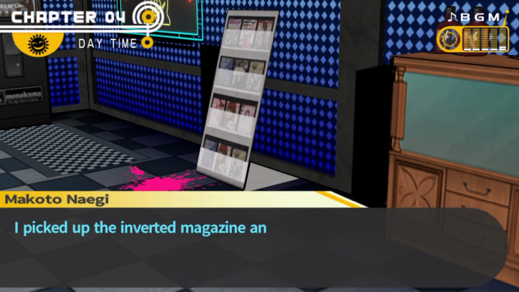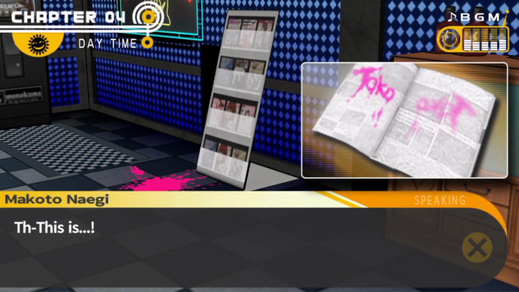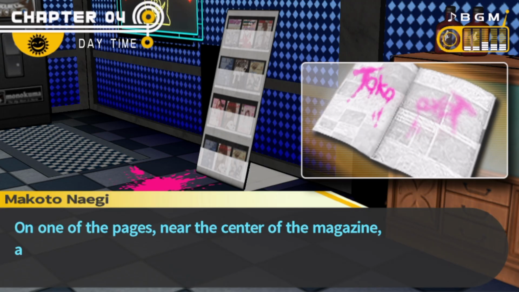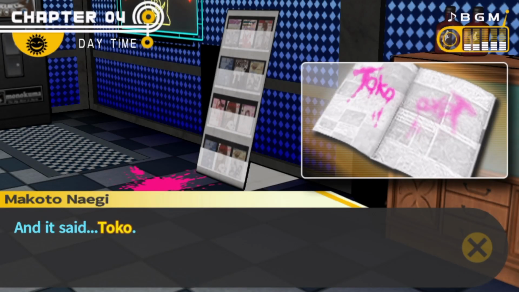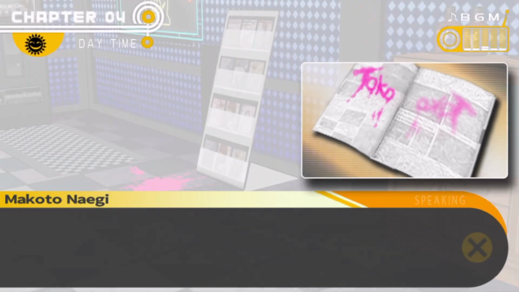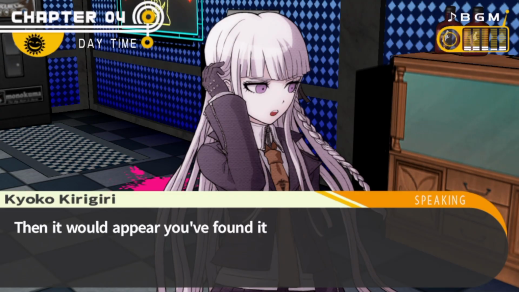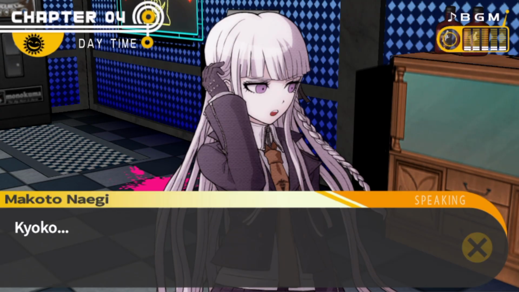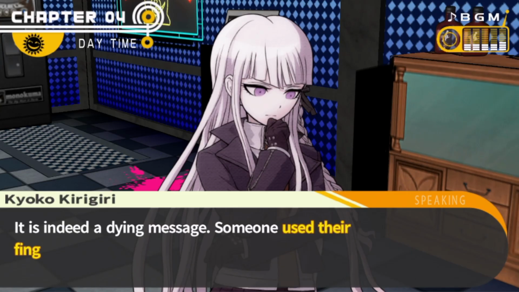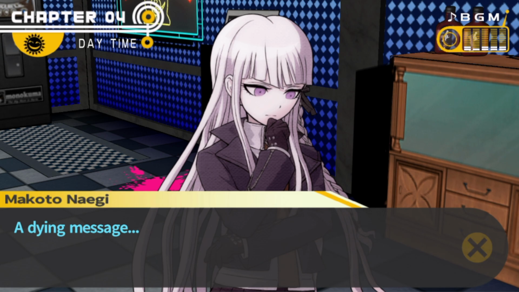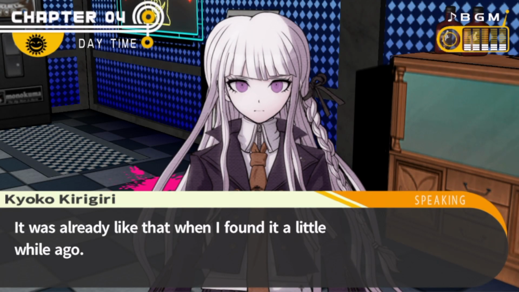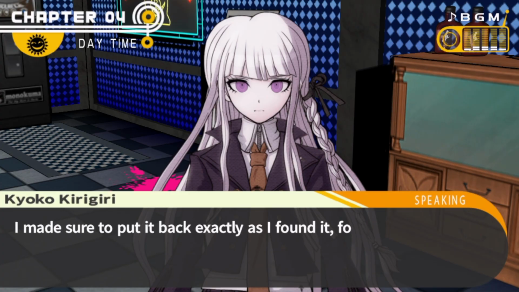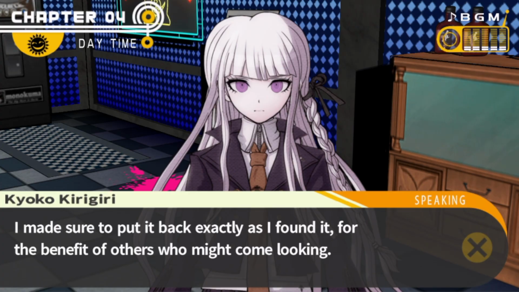Yeah, you're right. I picked up the inverted magazine and flipped through it. On one of the pages near the center of the magazine, a word had been written in bold, bloody letters. And it said, Toko? Could this be a dying message? Correct. Then it would appear you found it. Kyoko, is this...? It is indeed a dying message. Someone used their finger to write it. But just to be clear, I'm not the one who put it back upside down. It was already like that when I found it a little while ago. I made sure to put it back exactly as I found it for the benefit of others who might come looking.